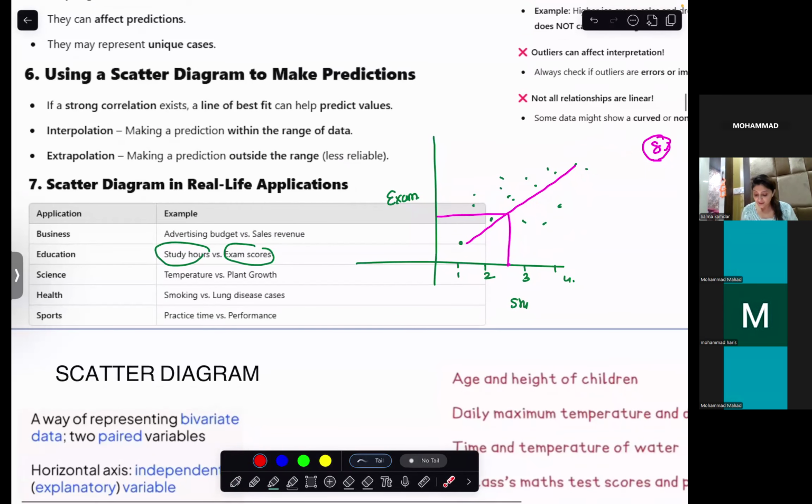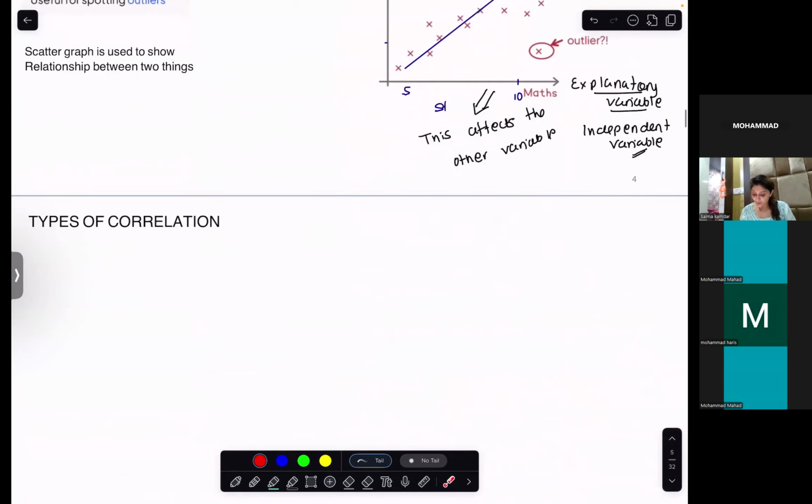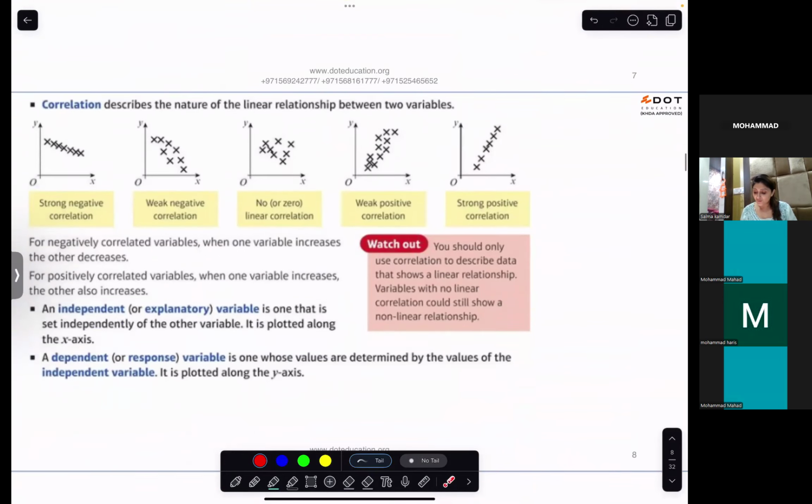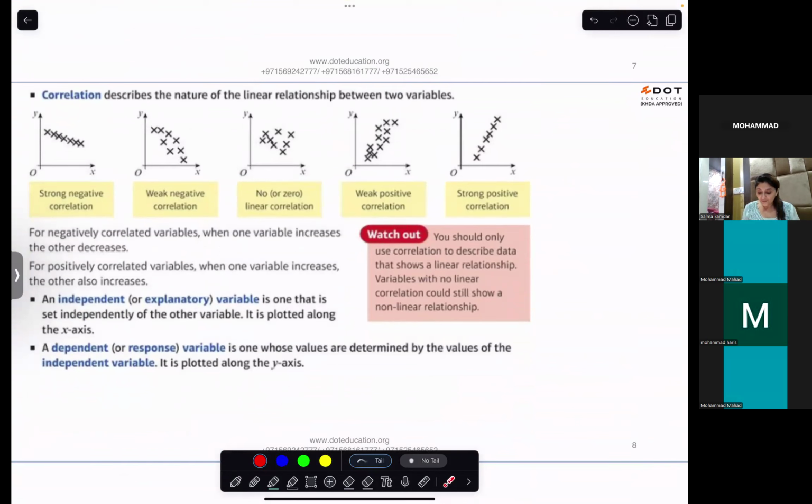Even in the health section, we use this scatter diagram to determine the relationship between two variables. I hope you are with me. Now we have different types of correlation. If it is going down, then it is a negative correlation. If it is going down and you can make the line of best fit with very little errors, then it is strong negative correlation.